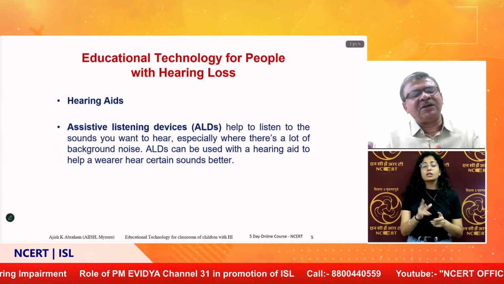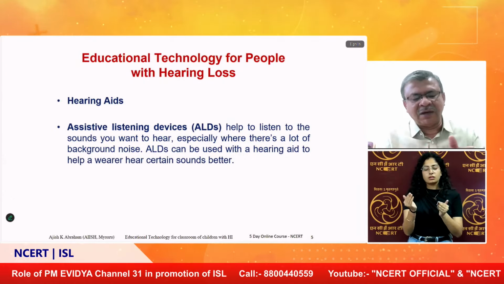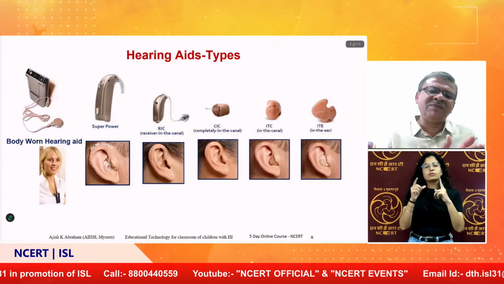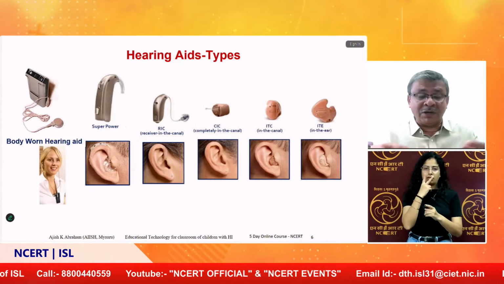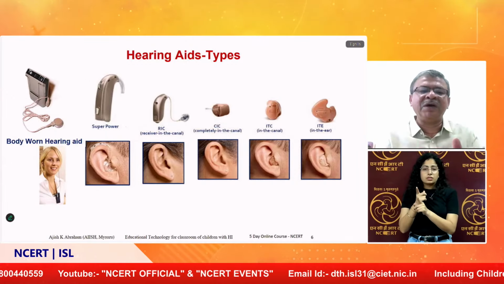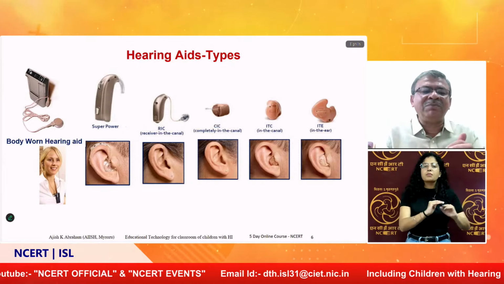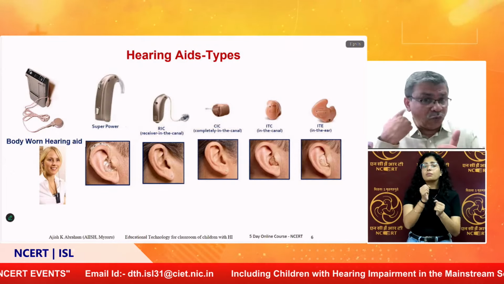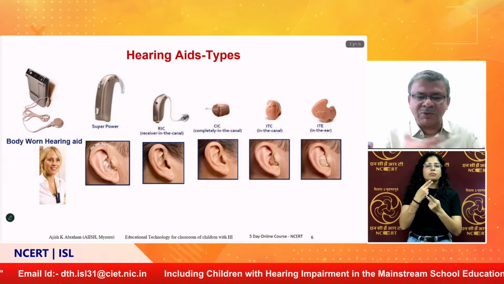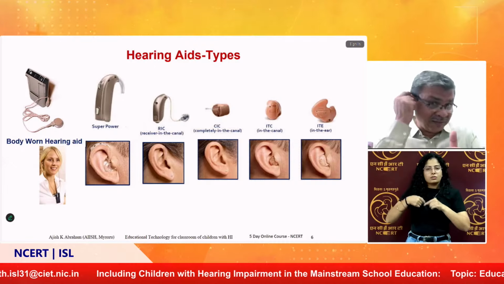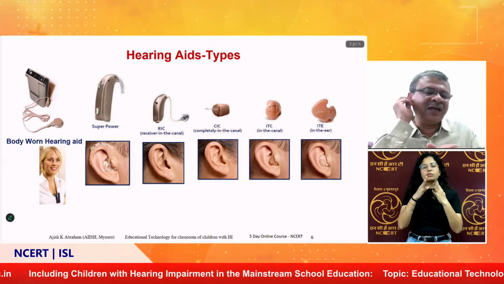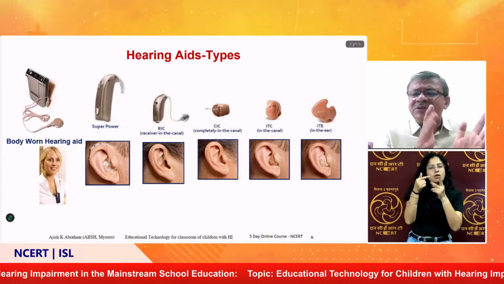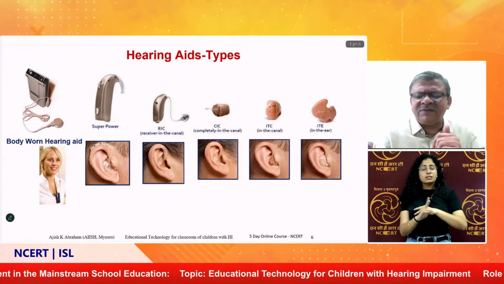The second category of devices which children with hearing loss use in their classroom is assistive listening devices. And when we think about hearing aids, we have seen all these types of hearing aids. As teachers, when you have children with hearing impairment in your classrooms, the child will be wearing one of these hearing aids. They are named in the way in which they are worn on the body. A hearing aid worn on the body is a body worn hearing aid. The hearing aid worn behind the ear is called a behind the ear hearing aid. The hearing aid which goes completely into the ear canal, which is not visible at all, is called a CIC hearing aid. So the child in your classroom will be wearing one of these types of hearing aid.